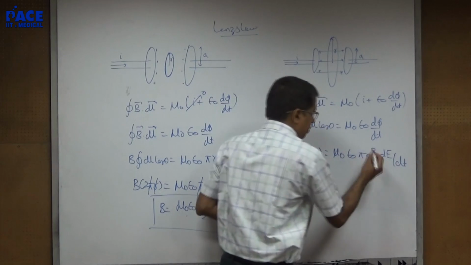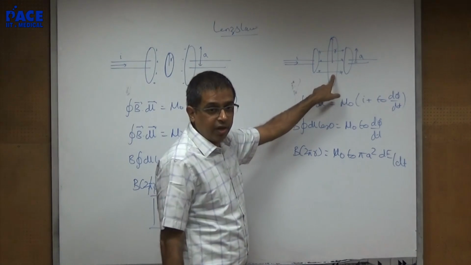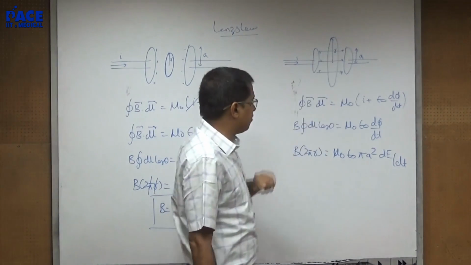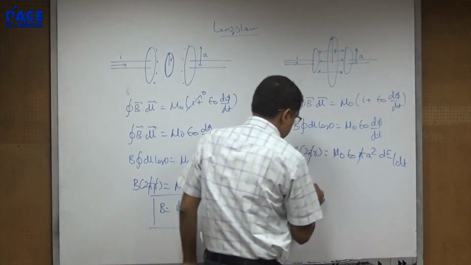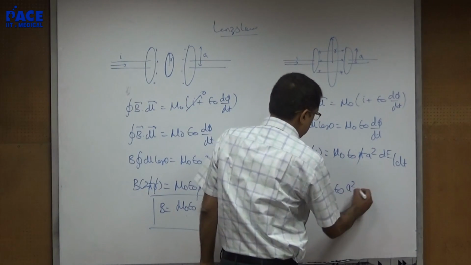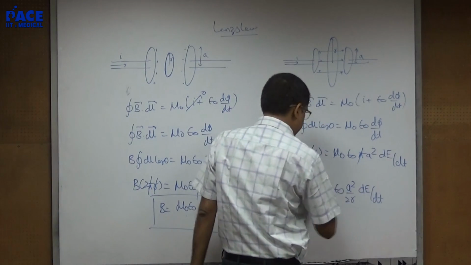See the difference properly. What area of this is intercepted by the electric field? Only pi a square. I will not take the complete area of the Ampere circulation. B is equal to mu naught epsilon naught a square by 2r dE by dt.